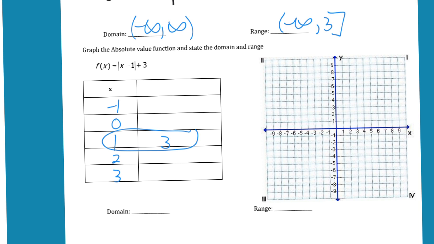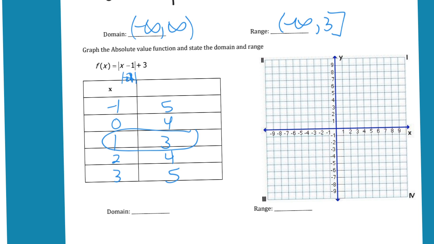So try 0. 0 minus 1 is -1. Absolute value of -1 is positive 1. And positive 1 plus 3 is 4. Try 2. 2 minus 1 is 1. Absolute value of 1 is 1. And 1 and 3 make 4. Try 3. 3 minus 1 is 2. The absolute value of 2 is 2, and 2 plus 3 makes 5. Plug in -1, you get -1 minus 1 is -2. The absolute value of -2 is 2, and 2 and 3 make 5.